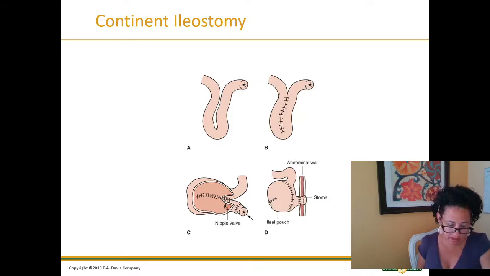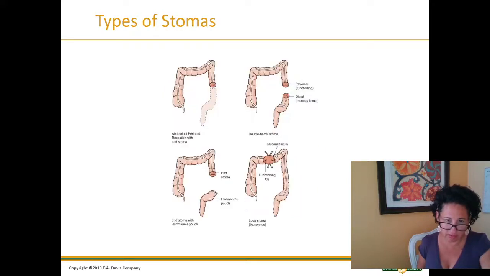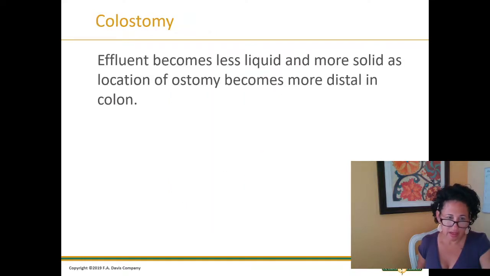So these are some of the corrections that can be made. Ileoanal anastomosis, J pouch. Sorry about that. So that is something that has to be surgically created. They have to make that area so that it will be functioning. Here are the different types of stomas. Colostomy. Okay, colostomy is on page 683.